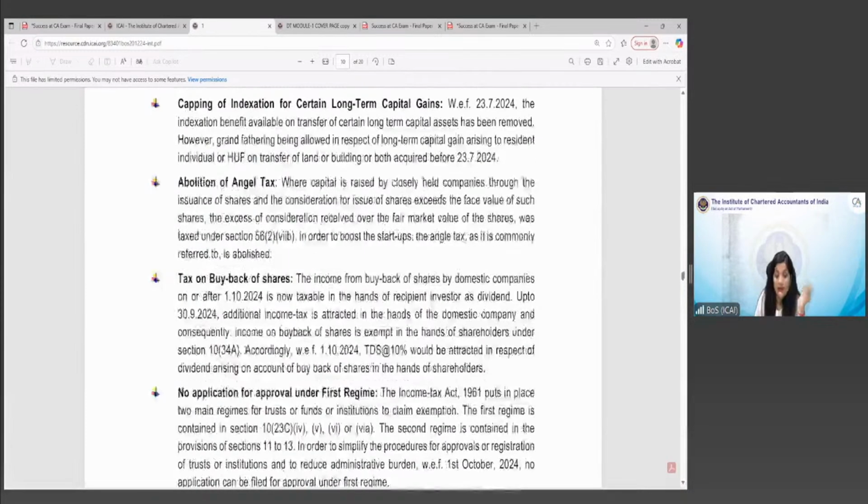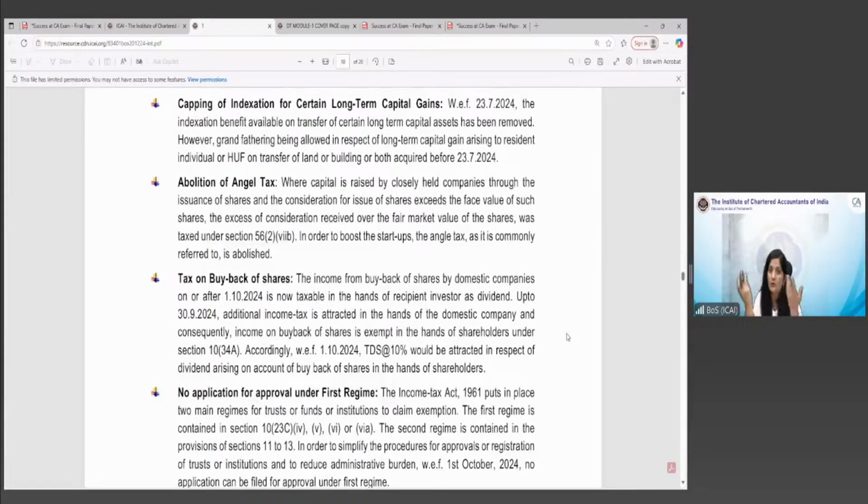And apart from long-term capital gains, there is the tax on buyback of shares. Earlier, the buyback of shares was exempt in the hands of the recipient, but now, after 1st October 2024, it is taxable in the hands of the recipient as dividend, right? The whole consideration you receive on the buyback of shares will be chargeable to tax as dividend.